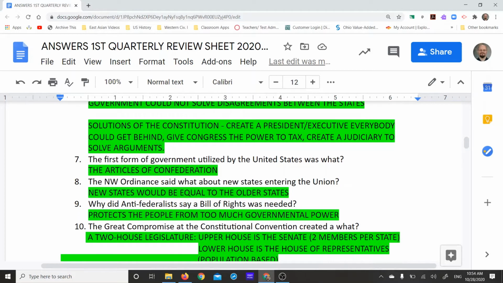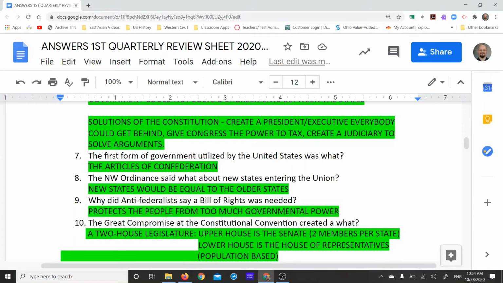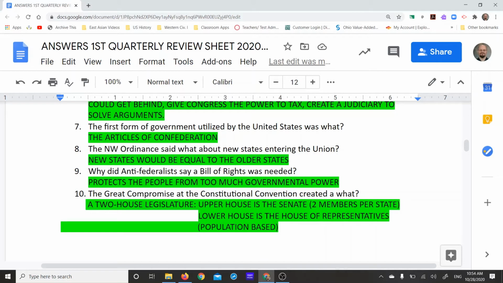And finally, Great Compromise of the Constitutional Convention created a what? Well, again, the largely populated states, they needed representation based on population. The smaller states, they wanted representation to be equal. And so the Great Compromise, or Connecticut Compromise, was brokered, and the upper house of the legislature would be equal representation. That's the Senate. And the lower house, the House of Representatives, would be based on population. That's the first unit.